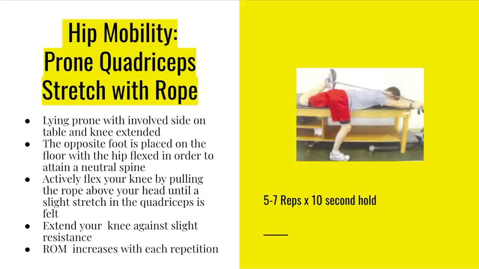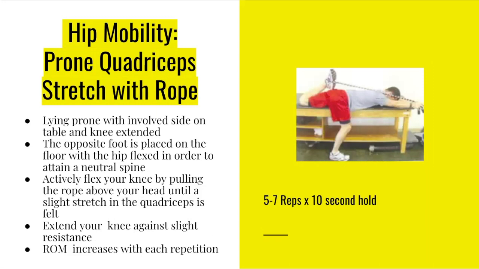Hip mobility, prone quadriceps stretch with rope. Lying prone with involved side on the table and knee extended. The opposite foot is placed on the floor with the hip flexed in order to attain a neutral spine.